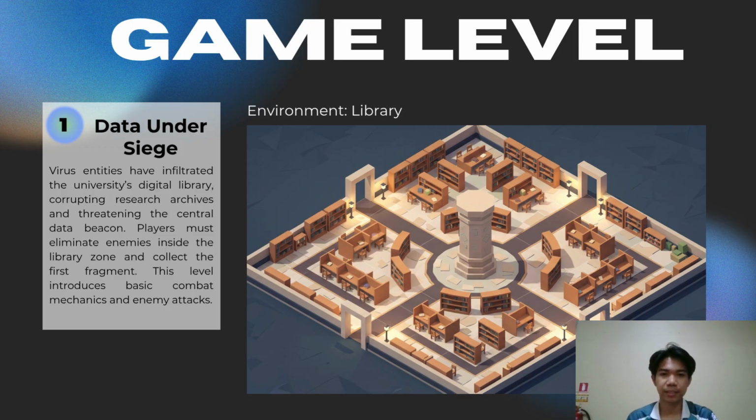Level 1 is set inside the library. Fracture is corrupting the research archive, and the player must defend the data beacon across the waves of basic AI enemies. This is the tutorial stage. It introduces movement, aiming, and shooting. After the wave is completed, players solve a simple puzzle, arranging corrupted blocks to open the bonus chest, which will give coins for weapon upgrades later. Clearing level 1 will reward the first core fragment.